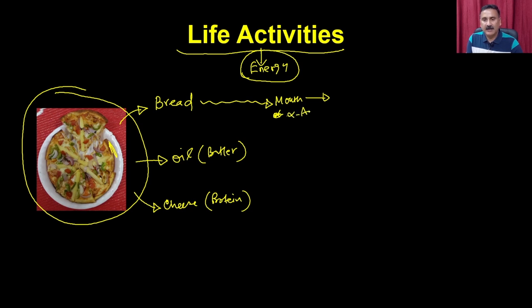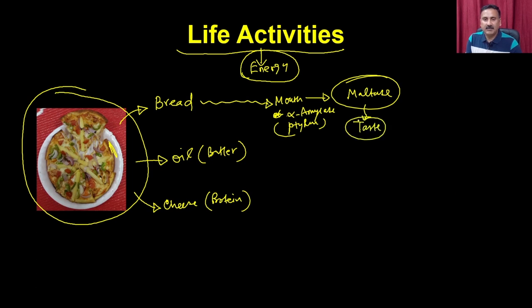So alpha amylase, or ptyalin, is actually going to convert that into maltose, okay? And that maltose is going to give you the taste, right? And ultimately the bread is going to be converted into glucose after the complete digestion, and that's how the glucose is going to be available for producing energy.